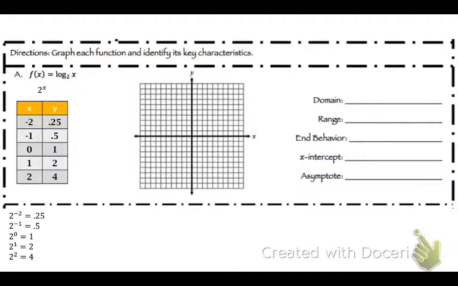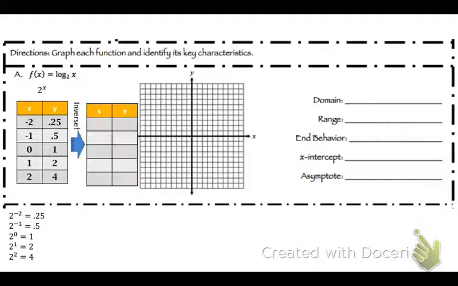Now, that is 2 to the x. And I could just graph that if we were graphing f of x equals 2 to the x. But we're graphing f of x equals log base 2 of x. And 2 to the x and log base 2 of x are inverses of each other, so I just have to invert this, which means I need to switch my x and my y values. So whenever you invert something, you just switch the x and the y values. So that's going to be (0.25, -2), (0.5, -1), (1, 0), (2, 1), (4, 2). That's what I'm going to graph.